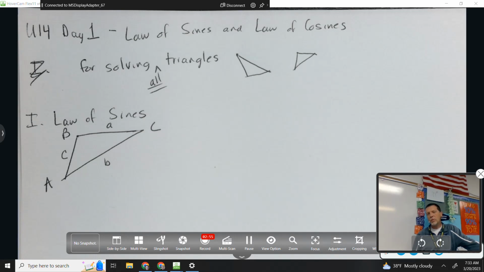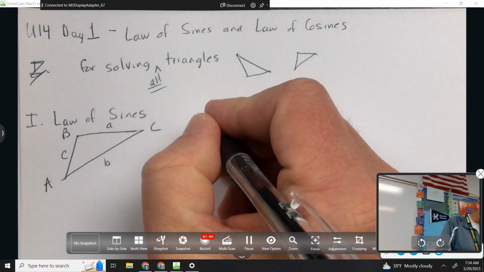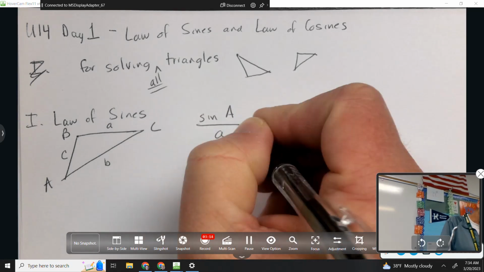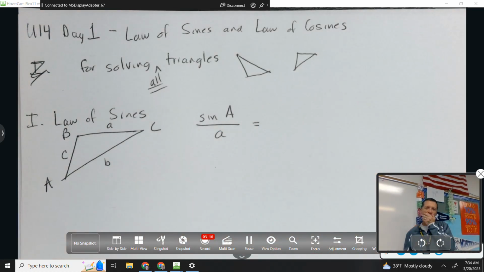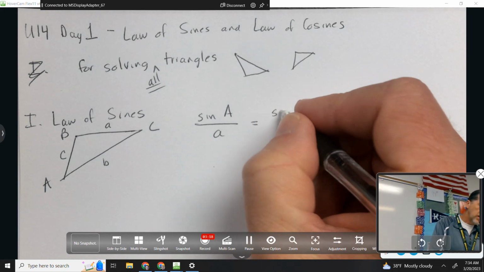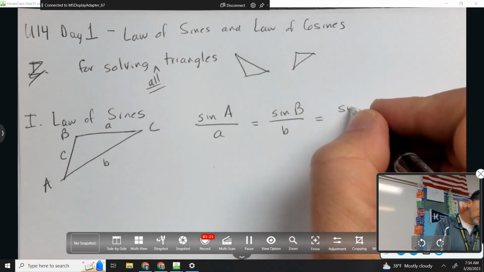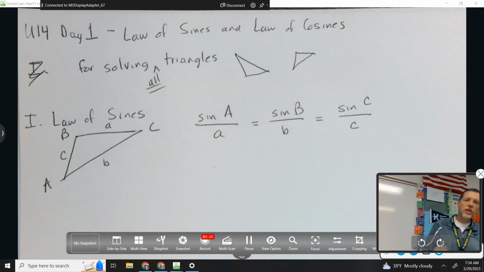So that's kind of an important part that we sometimes breeze by that students get messed up on later, is that the angles and sides of the same name have to be across from each other. A is across from A, B is across from B, C is across from C. Okay, here's the formula. Sine of angle A over side A equals the sine of angle B over side B equals the sine of angle C over side C.